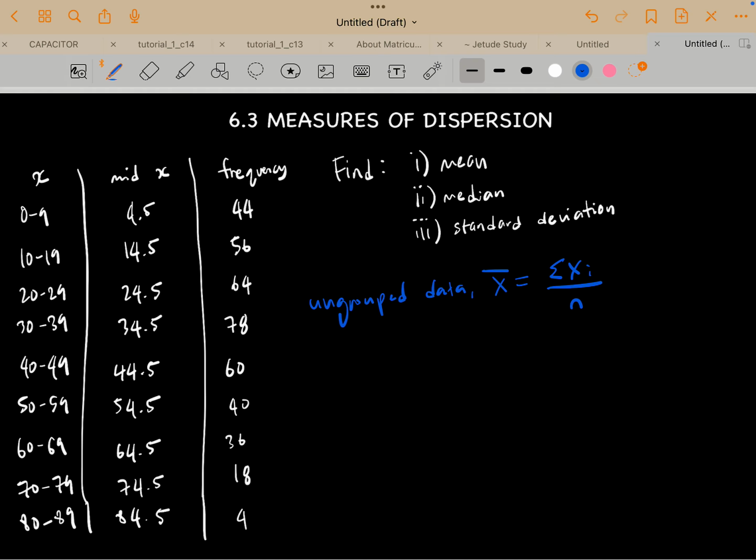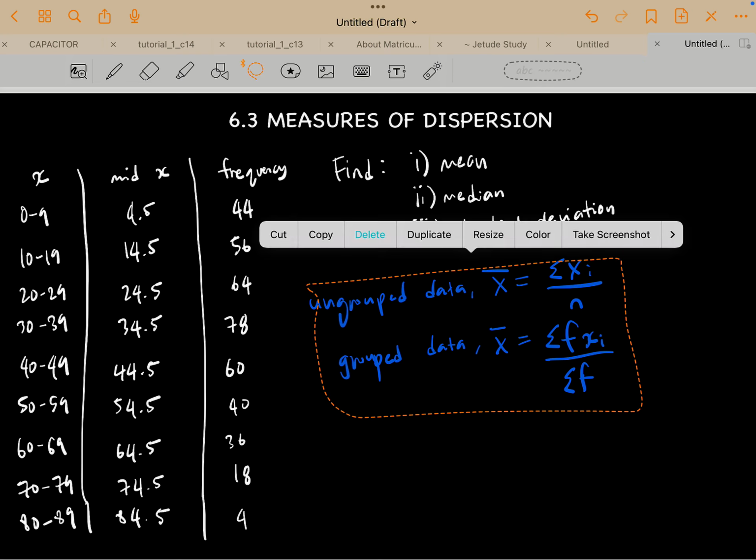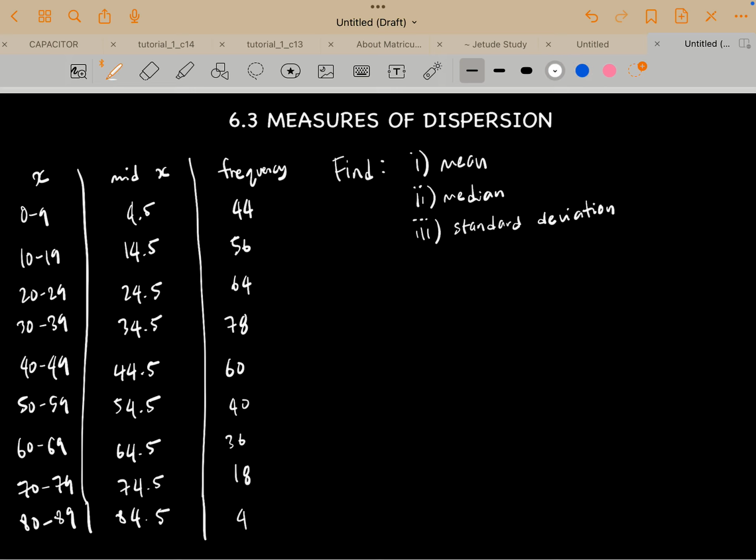But for a group data like this one, the mean is given by this. So that's a little bit weird. So you need frequency times the x divided by the frequency sum, right? So let's do that. How do we find the mean which is given by this?